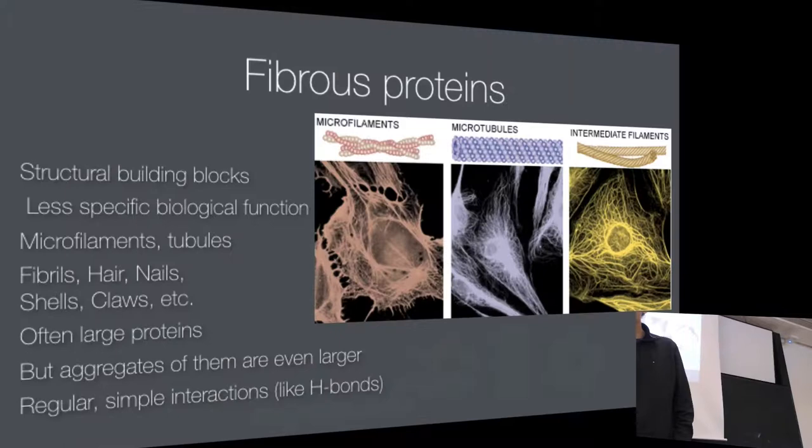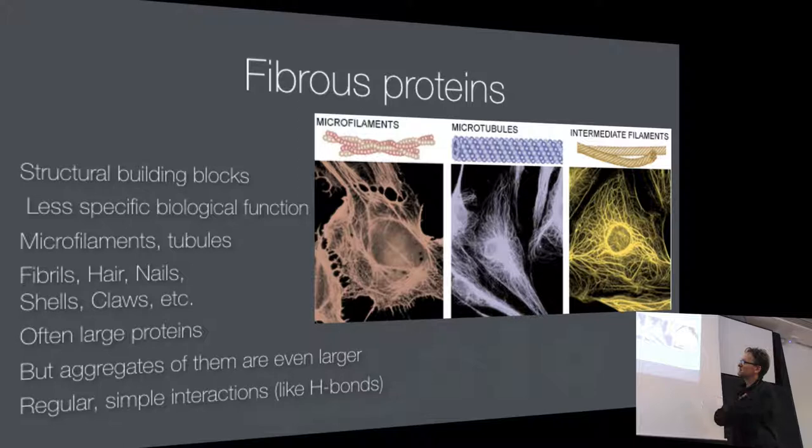So with that, I'm going to talk a little bit about fibrous proteins. It's unfair to call them boring. These are the structural building blocks in your body. They're less specific, and the reason why is that you have to repeat them, and nature runs out of imagination. Because you need to repeat them until you get structures of macroscopic extension, such as nails, fibers, hair, shells, claws, these things, right? So they can be millimeters or even centimeters in size.